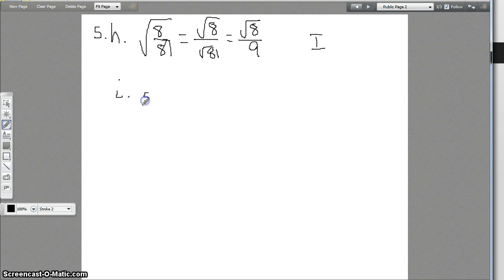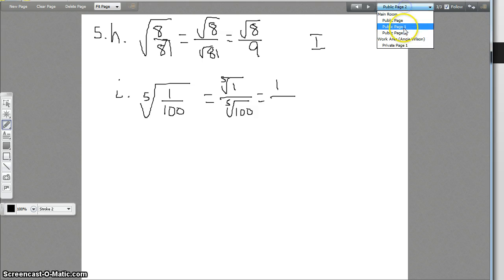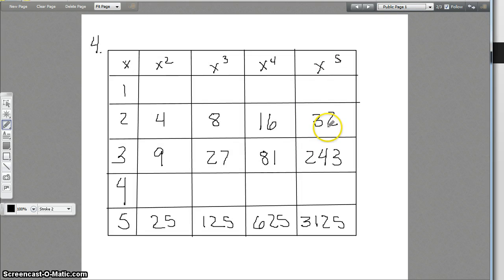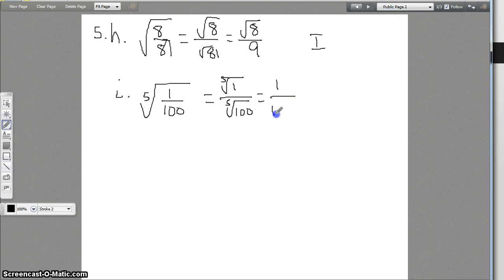The next one we have is the fifth root of 1/100th. That's the same as the fifth root of 1 divided by the fifth root of 100. Well, the fifth root of 1 is just 1. Let's see what the fifth root of 100 is. Okay, 100 falls between 32 and 243. There is no integer between 2 and 3. That means the fifth root of 100 must be an irrational number. So I'm going to write fifth root of 100. So that one is irrational.